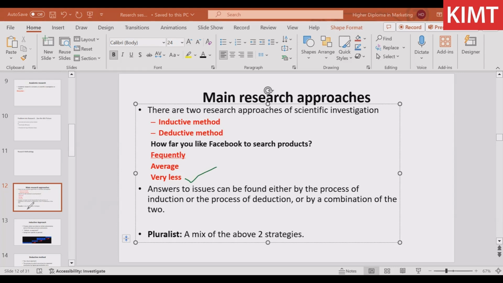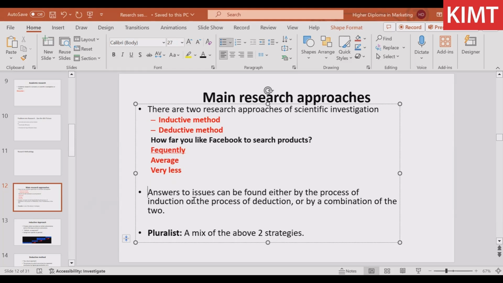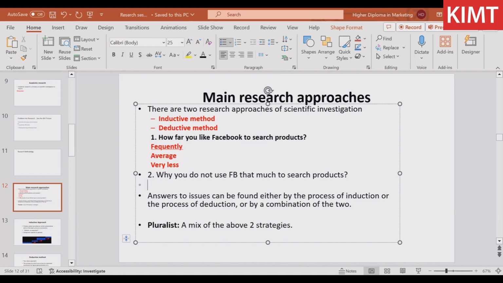Now I'm going to ask a second question. Now you can understand the difference between inductive and deductive. You said very less, no? So then I'm the researcher. This is question number 1. Then I ask the second question: why do you not use Facebook that much to search products?